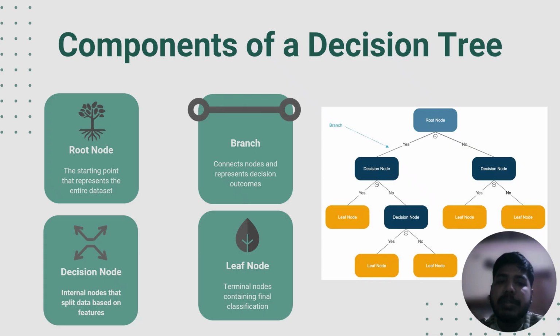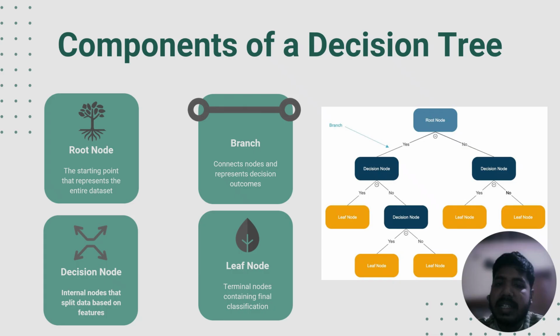Before we go deeper, let's understand the main building blocks of a decision tree. At the very top, we have the root node. This is like the starting point of the whole tree, representing the entire dataset. Then we have decision nodes. These are the internal points where the algorithm makes a question or split based on features.